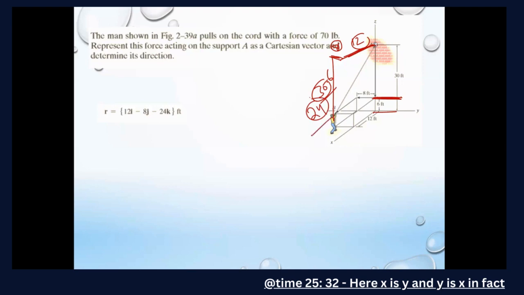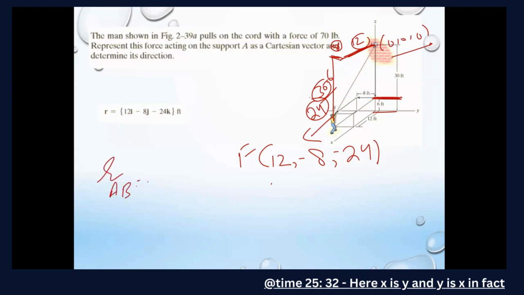So what is the coordinate here? Is it 12, then plus 8 or minus 8? Is it towards positive y or negative y? Minus 8. And then is z plus 24 or minus 24? Downward is minus, so it's minus 24. Now this is the final coordinate. Initial, I said, is 0, 0, 0, right? I use this origin. So you know that when you want to write from A to B, it is always final minus initial, right?